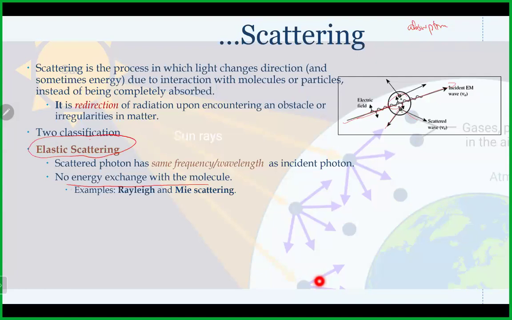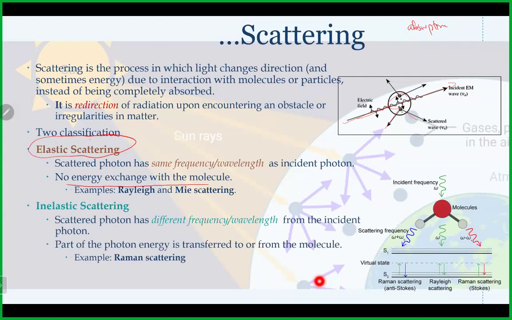But then the one that is very useful to us is the second one, the inelastic scattering. Inelastic scattering means that the radiation that is coming was redirected, not just redirected, then the frequency is changed, or the wavelength is changed, or the energy is changed from the incident photon.